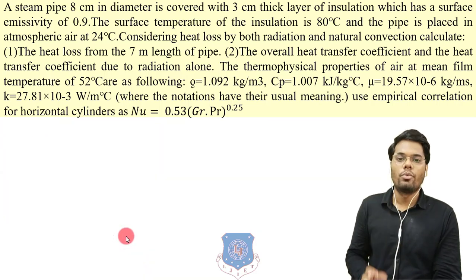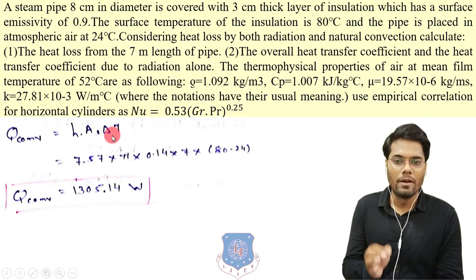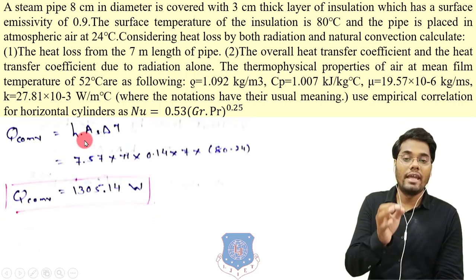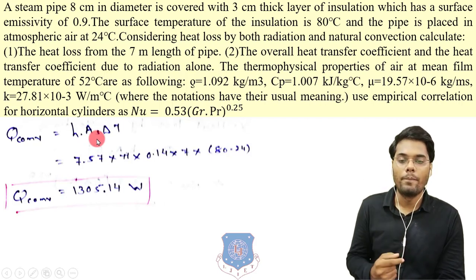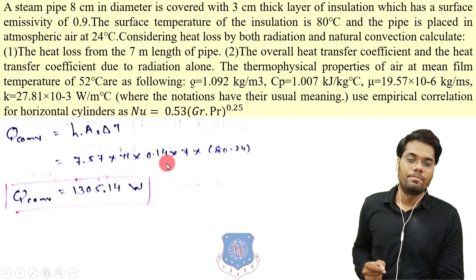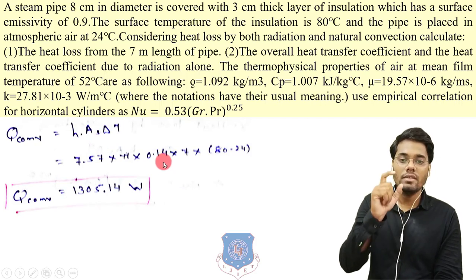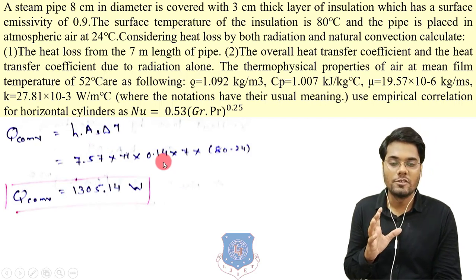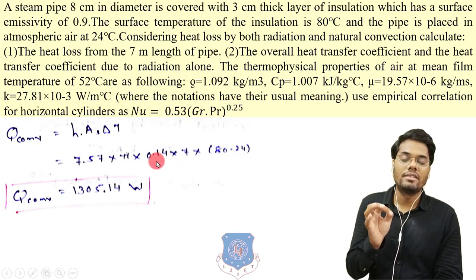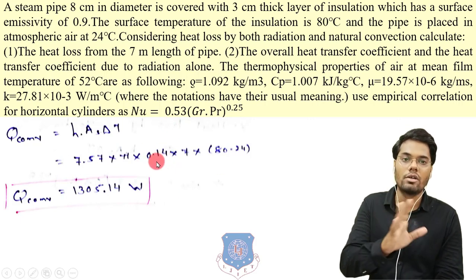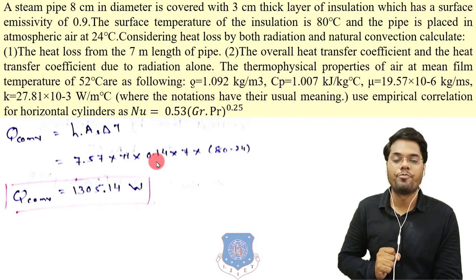Now we can use the equation Q is equal to h A delta T. Now we know the value of h. As is the surface area of the pipe. Now in the surface area of the pipe there is pi D L, but the diameter is the total diameter of the pipe, which is 14 centimeters. So in pi D L we have to consider the diameter as 14 centimeter, not the base diameter of 8 centimeter.